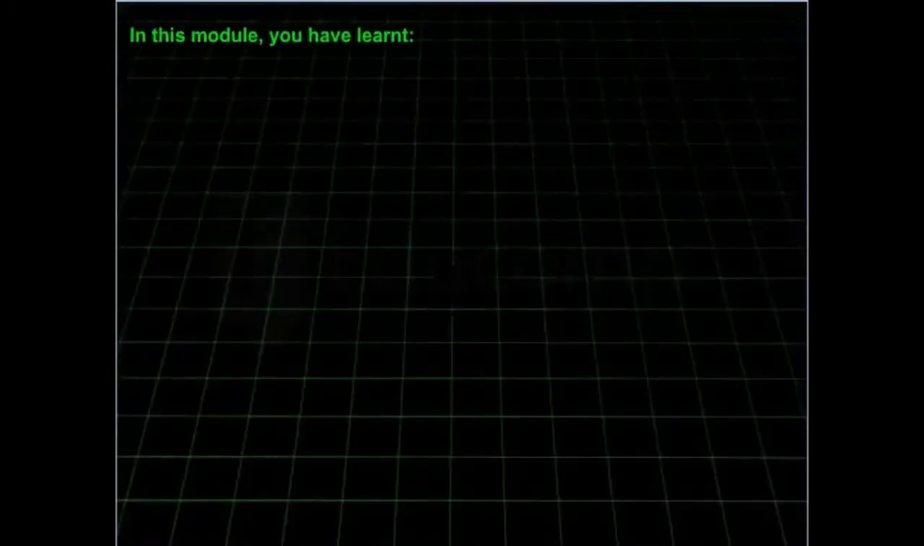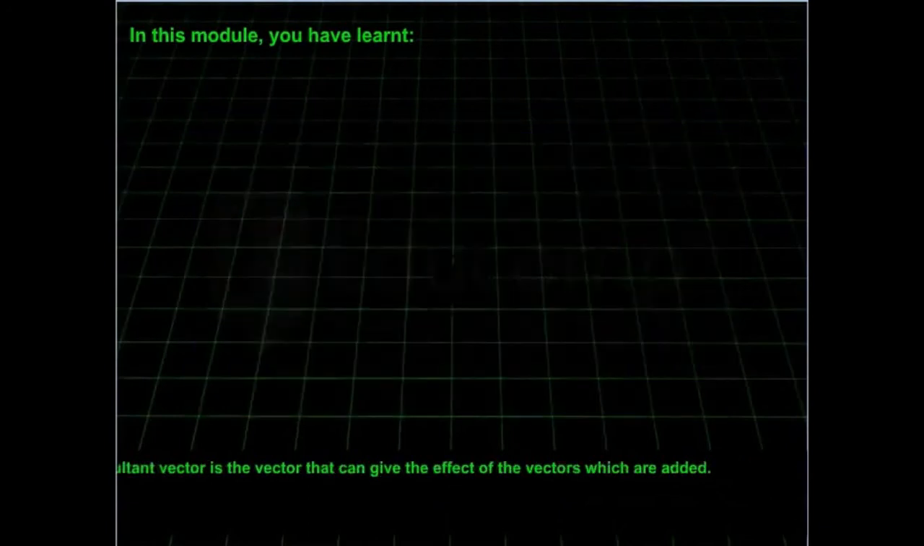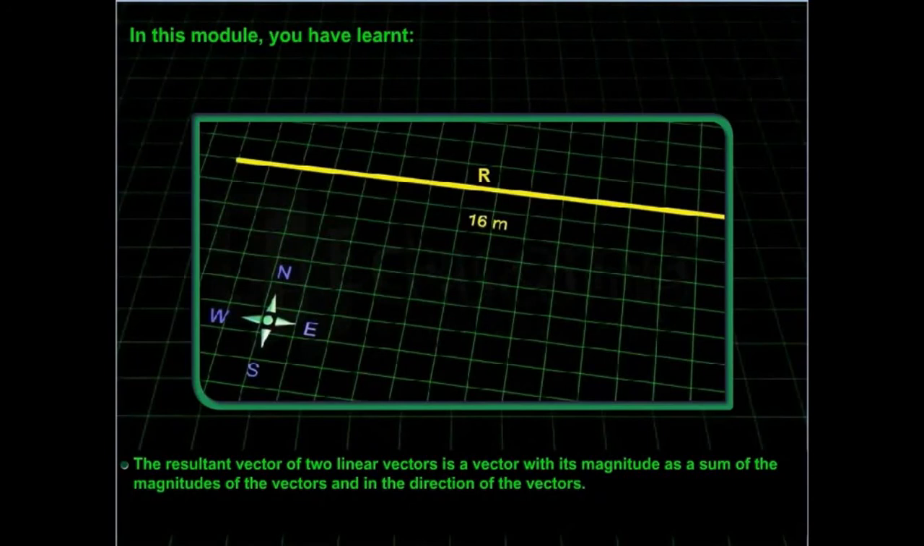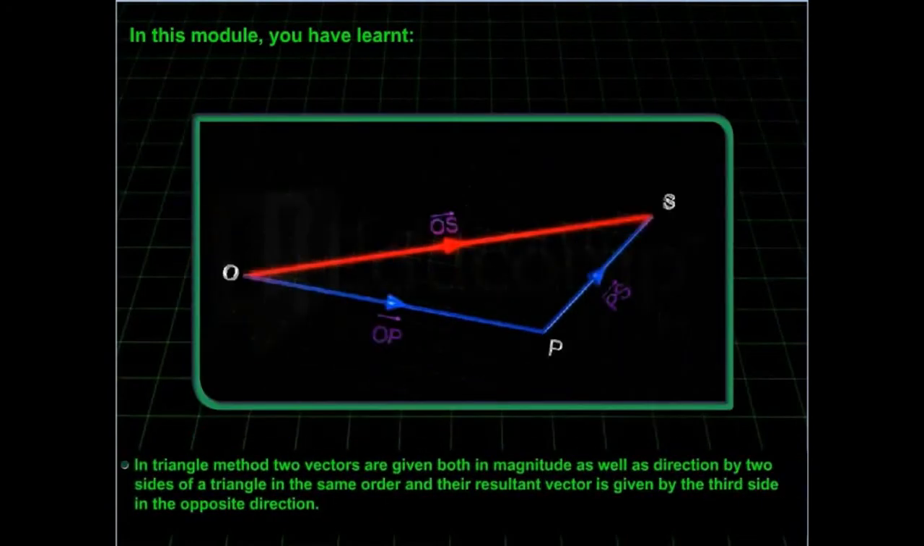In this module you have learned that the resultant vector is the vector that can give the effect of the vectors which are added. The resultant vector of two linear vectors is a vector with its magnitude as a sum of the magnitudes of the vectors and in the direction of the vectors. The resultant vector of two vectors inclined to one another is determined by the triangle method and the parallelogram method of vector addition. In the triangle method, two vectors are given both in magnitude as well as direction by two sides of a triangle in the same order, and their resultant vector is given by the third side in the opposite direction.